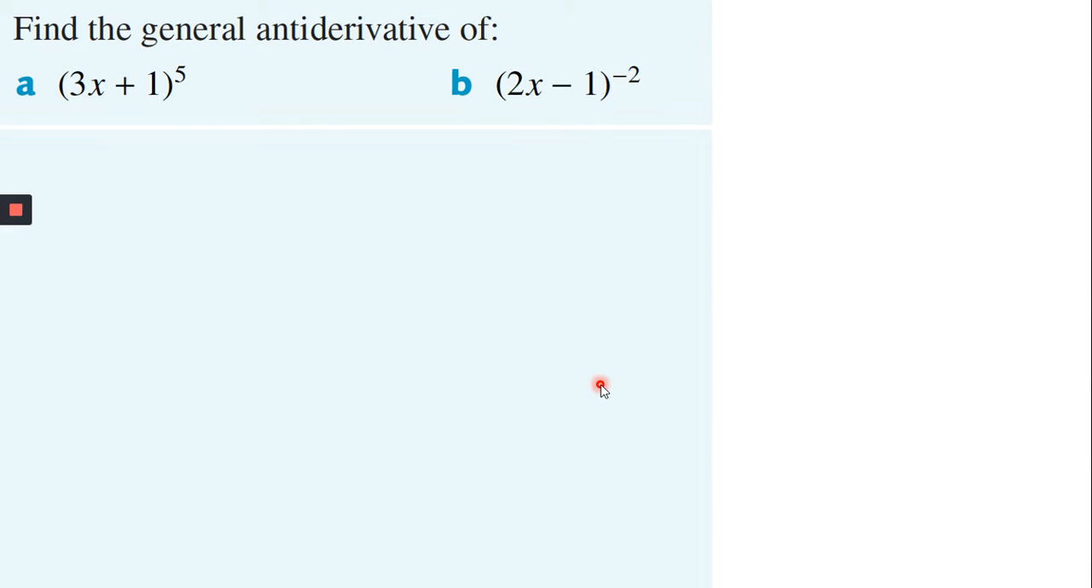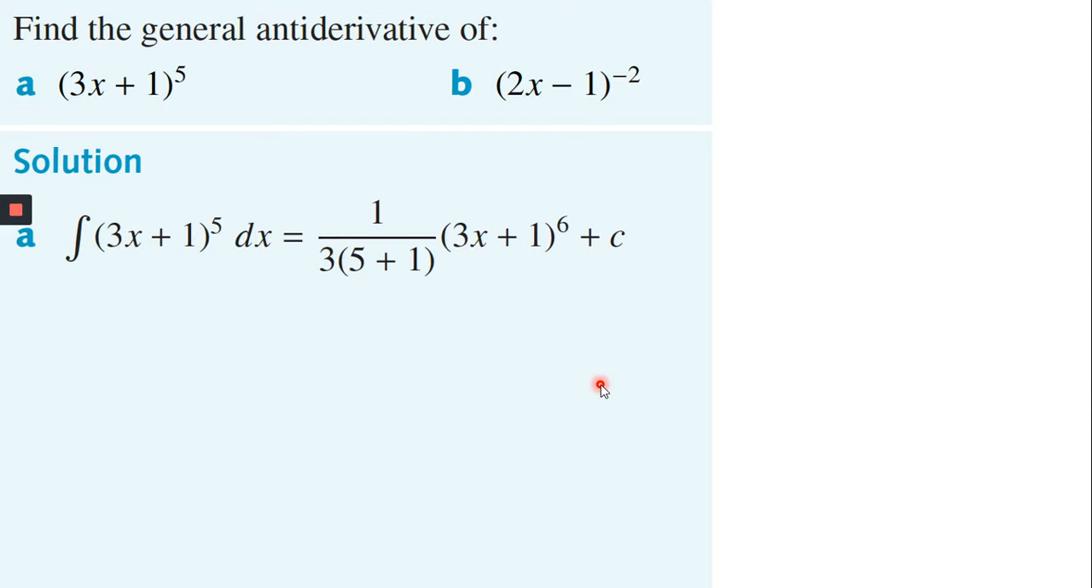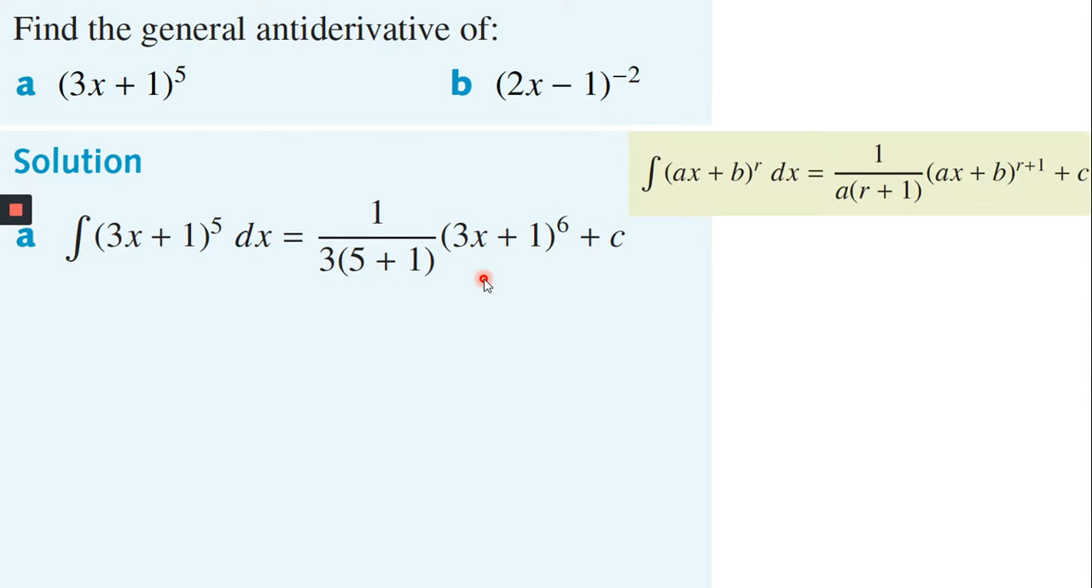So we'll look at a couple of examples. Find the general antiderivative of the integral of that with respect to x. That value 3 there goes down to the bottom there. Add a power. So 6 divided by that, so 5 plus 1 is 6. 6 times 3 is 18. There's the rule.